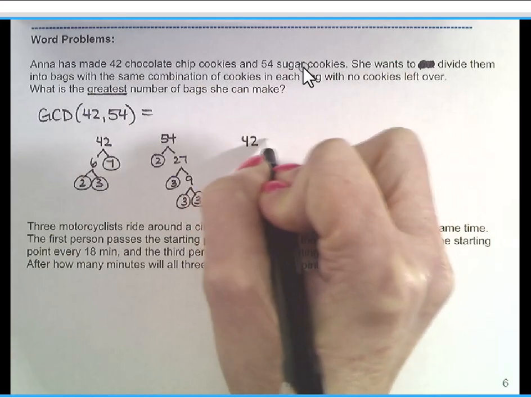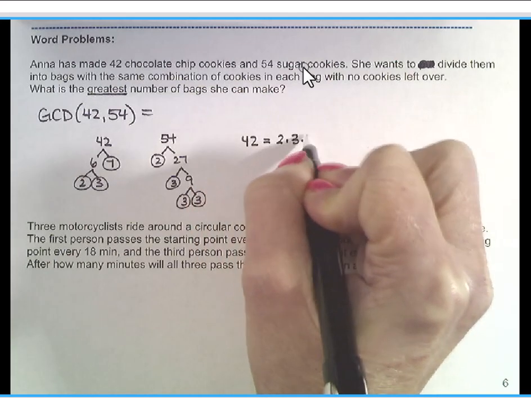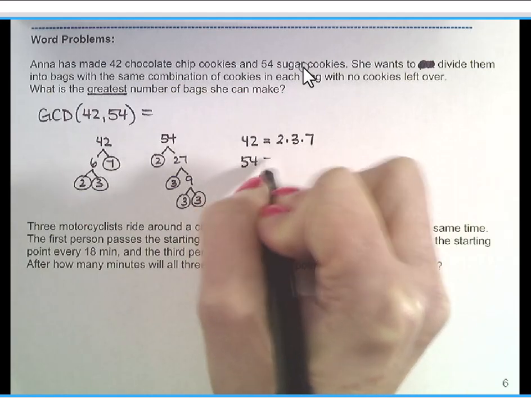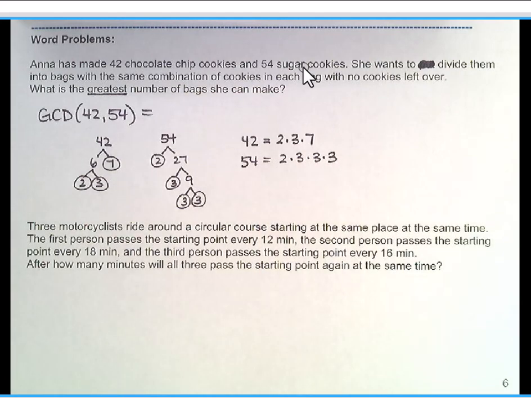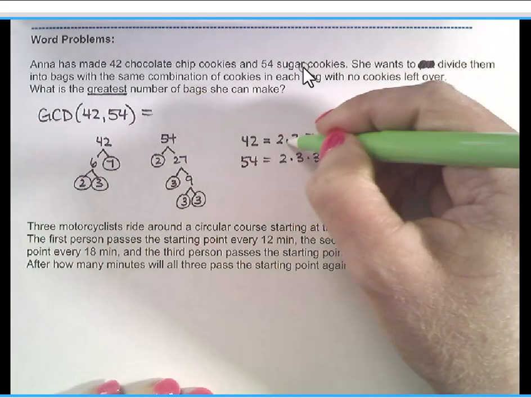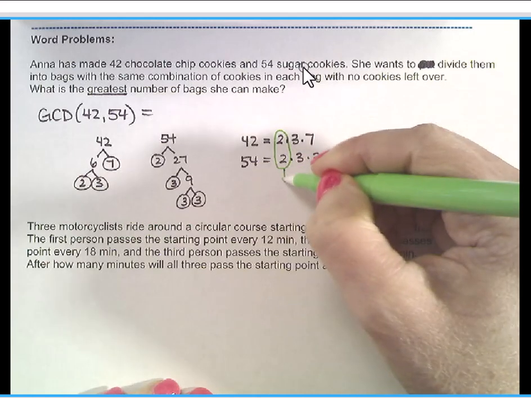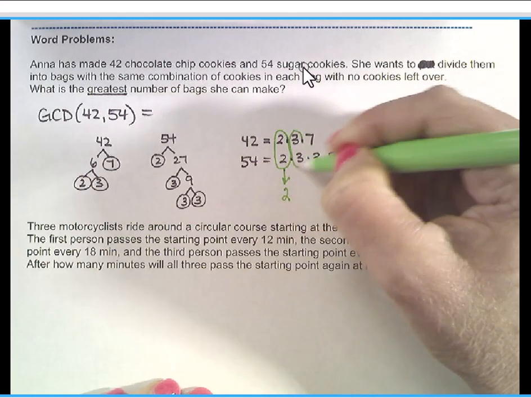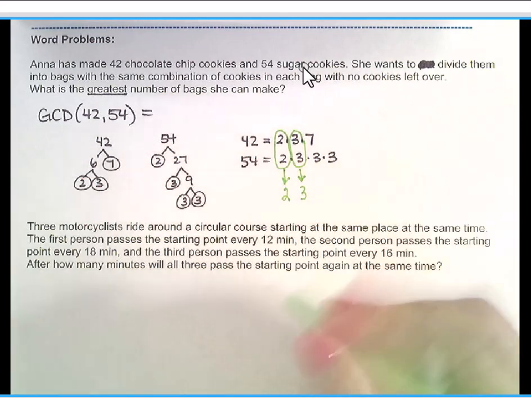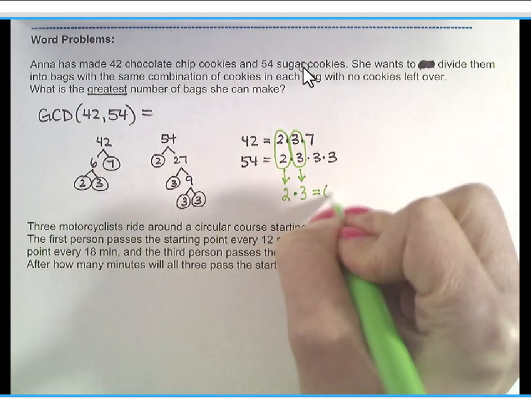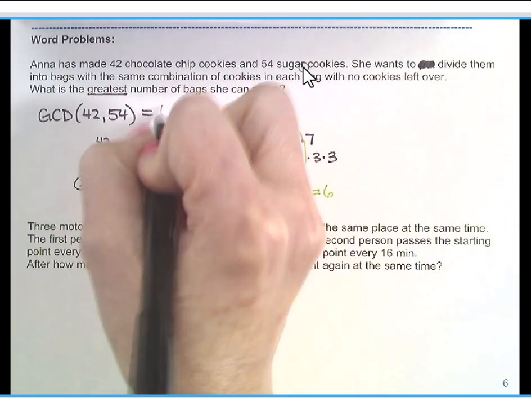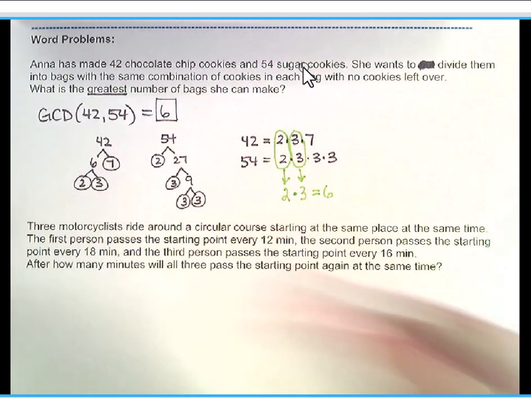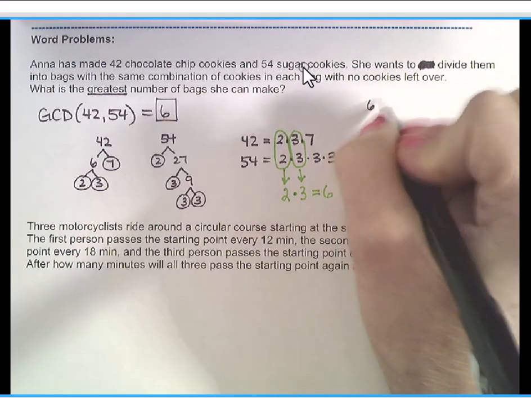So 42, remember, put them in order, low to high. And you would be looking for the common factors, right? The greatest common divisor. So look for the common factors. So we have a 2 that's common, and we have a 3 that's common. And so we would multiply those together, and you would get 6. So the biggest number that will divide into both of these is 6. What is the greatest number of bags she can make? It'll be 6 bags.